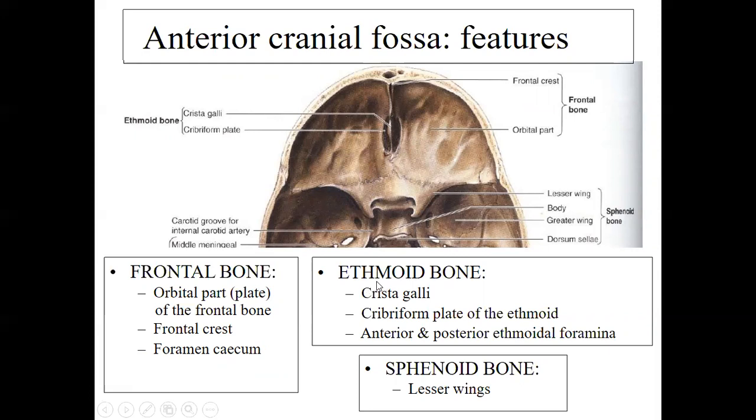For the ethmoid bone, we have the crista galli. Crista galli is like an elevated portion. And then we have the cribriform plate. You can see on the other side, we have the cribriform plate of the ethmoid bone. We also have the anterior and posterior ethmoid foramina. And then we have the lesser wing here. You can see here, this is the lesser wing. These are the important bones that form the anterior cranial fossa.